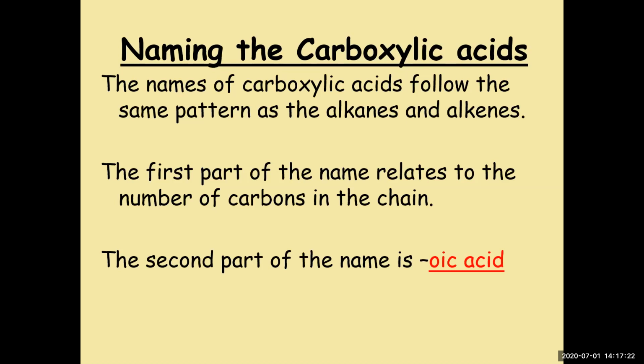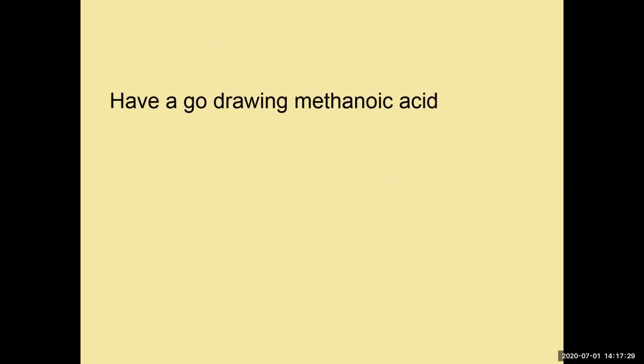So for example, the smallest is methanoic acid, which is 1 carbon. The functional group, as I say, is COO. Have a go drawing methanoic acid. Pause this and have a go drawing methanoic acid.